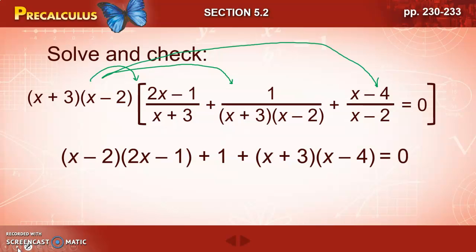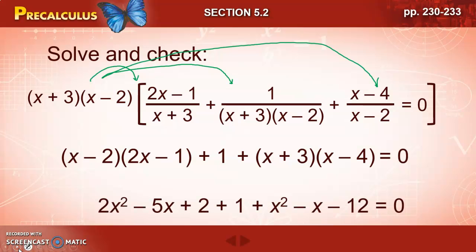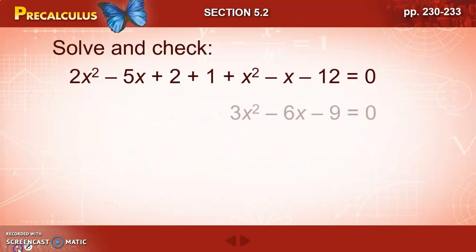We'll then multiply those out using FOILing or whatever method that we need to eliminate the parentheses and combine like terms. So here it is multiplied: 2x squared minus 5x plus 2 plus 1 plus x squared minus x minus 12 equals 0. Let's go ahead and combine like terms. We get 3x squared minus 6x minus 9 equals 0.